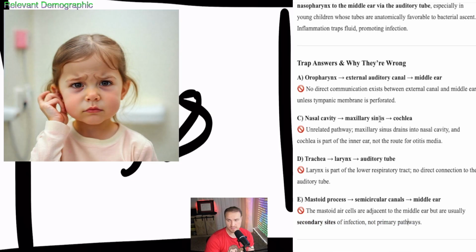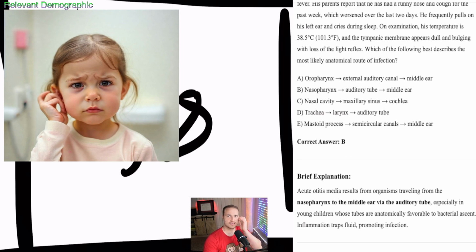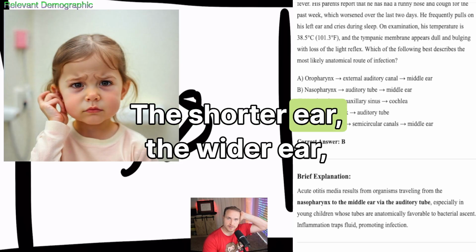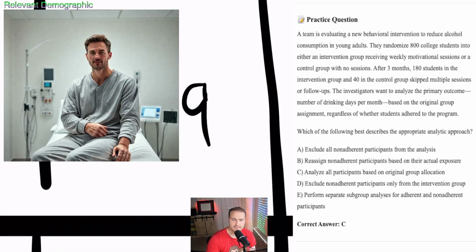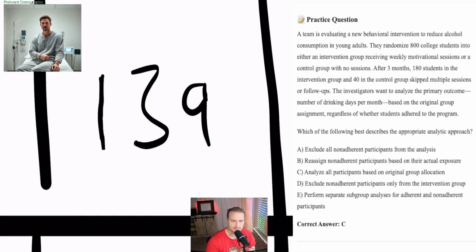And this is actually super common. 80% of children are going to experience at least one episode of otitis media in their life by the age of 3. It's that horizontal construction in the young little kids, the shorter ear, the wider ear, the horizontal ear, all that stuff. Acute otitis media goes through the eustachian tube to the middle ear. All right, if anybody asks, just say that my numbers are modern art, because that is a wonky looking 3.